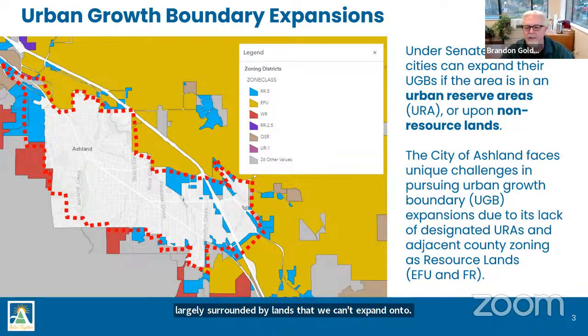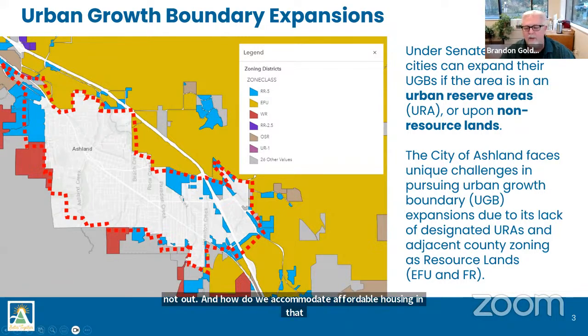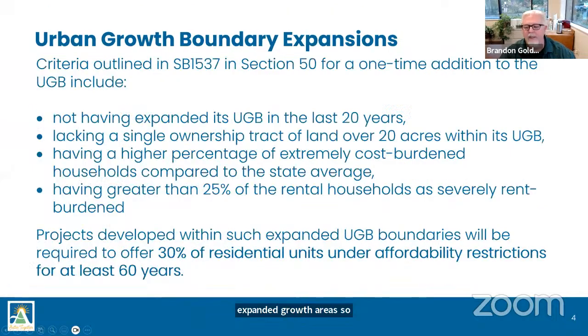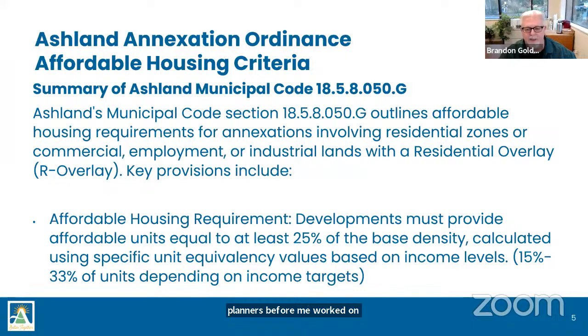But that's not new for Ashland. People in Ashland going back 30 or more years were looking at how do we accommodate our growth, and have really embarked on a strategy of growing up, not out. And how do we accommodate affordable housing in that expanded growth area? So planners before me worked on establishing annexation criteria that specifically relate to inclusionary zoning. So we're going back 30 plus years in which Ashland adopted code provisions in our land use ordinance that stipulated that when you annex property or do a zone change in Ashland to higher intensity residential use, at least 25% of the land, 25% of the base density, has to be provided as affordable housing.